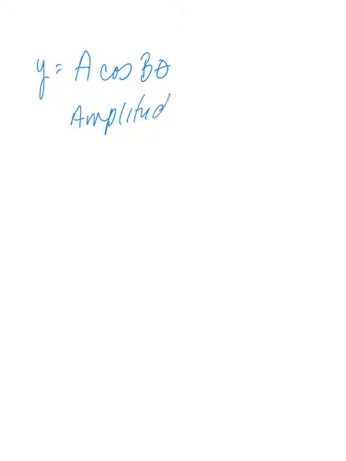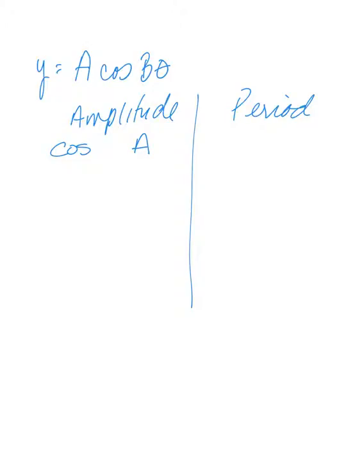Today we're going to find period and amplitude of trig functions. So let's do the cosine and sine first. If we have y equals a cosine of b theta, the amplitude and the period. Amplitude for cosine is going to be a, so the number in front of the cosine, and the period is going to be 360 over b, or 2 pi over b if it's in radians.